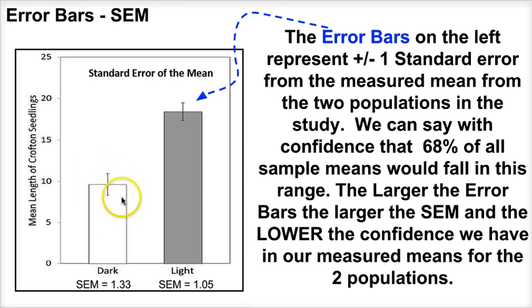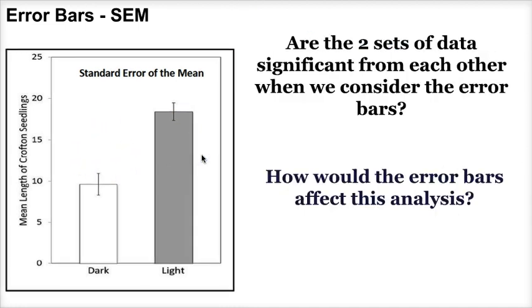So if the error bars of the standard error of the mean have a gap between them, that means there is very big confidence that the mean of this guy is greater than this point here. Okay, so if there's a gap between, we would say with very good confidence there's a statistical difference. So look at these two sets. Are these two sets of data significantly different from each other when we consider the error bars? And the answer is yes.